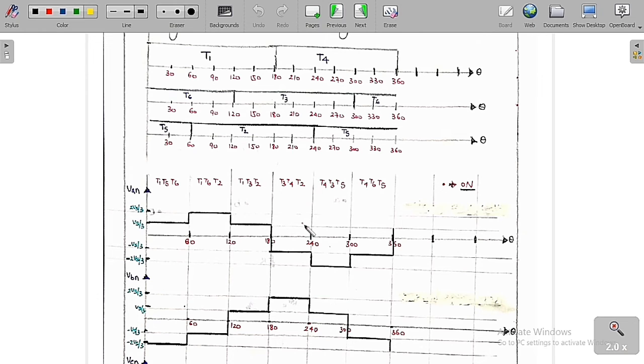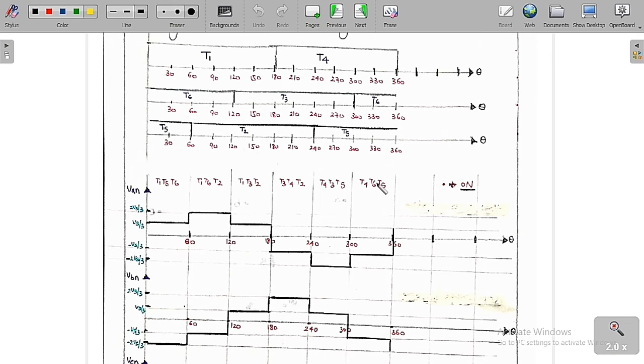Again, from 240 to 300. From this diagram, you can see clearly T4, T3 and T5 are going to conduct. If you analyze the circuit, we get VAN as minus 2Vs by 3, VBN as Vs by 3, and VCN as Vs by 3. Again, these are the voltages you get.